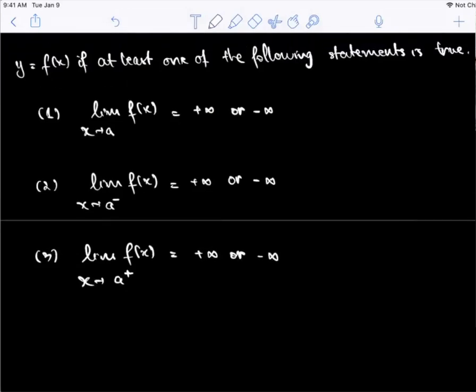Right, for number 1, you see the graph earlier, and you see that the limit of the function as x approaches a is equal to positive infinity. So a quick drawing for that should be something like that, right?